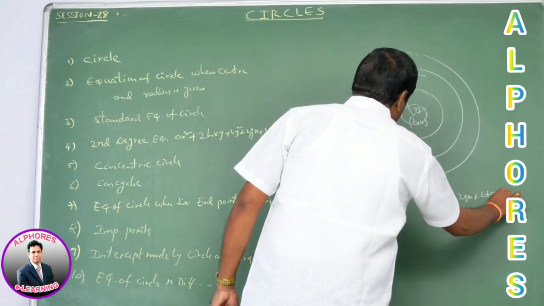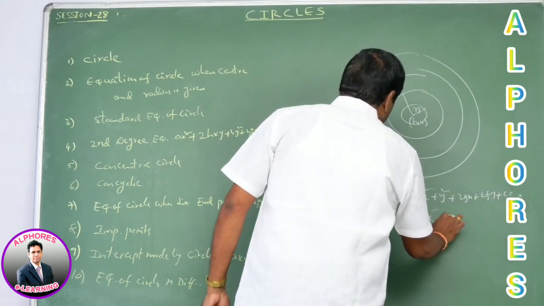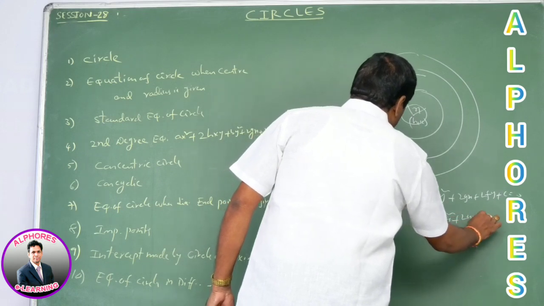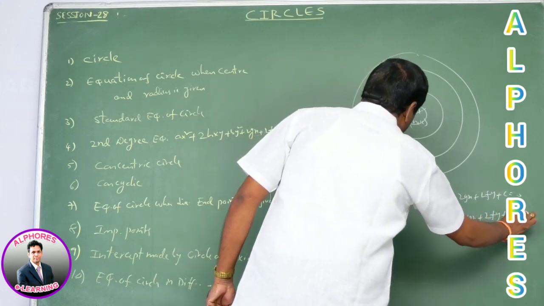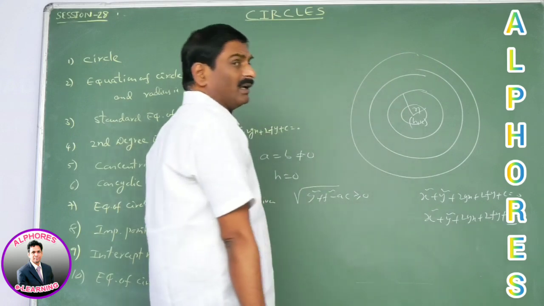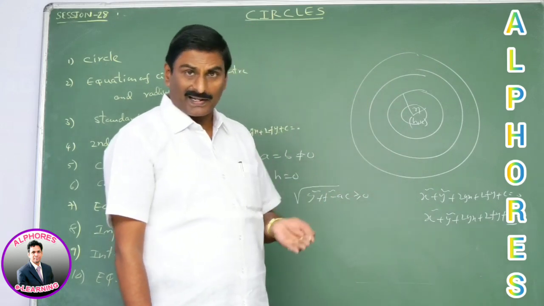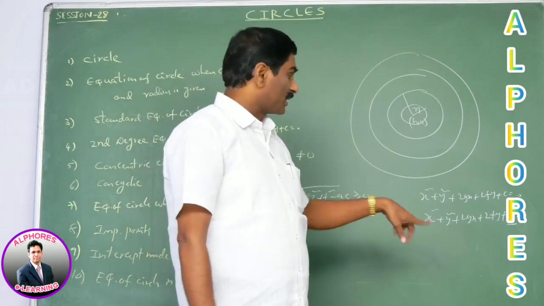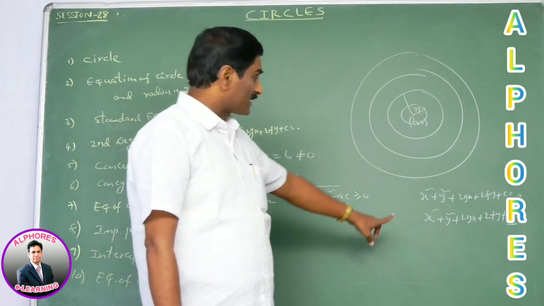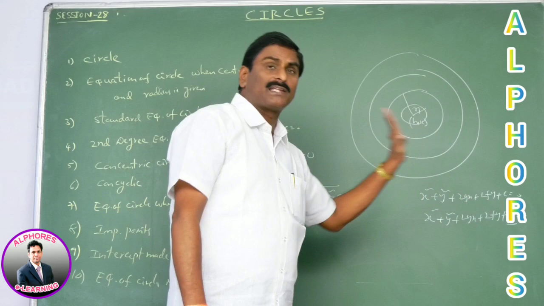The equation of the circle concentric with the circle x square plus y square plus 2gx plus 2fy plus c is equal to 0 is x square plus y square plus 2gx plus 2fy plus k is equal to 0, where k is a constant which can be found by using the given condition. From the given radius or a point on the circle, we find the value of k.